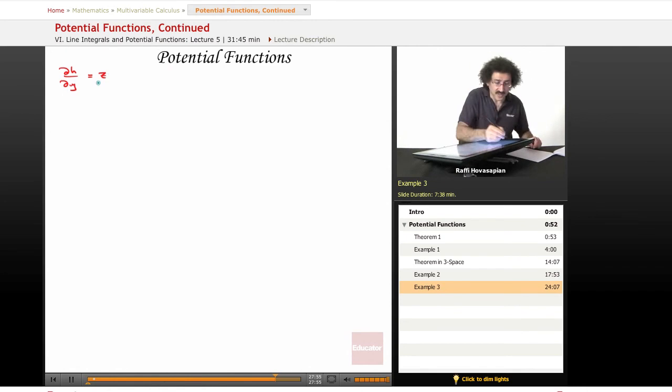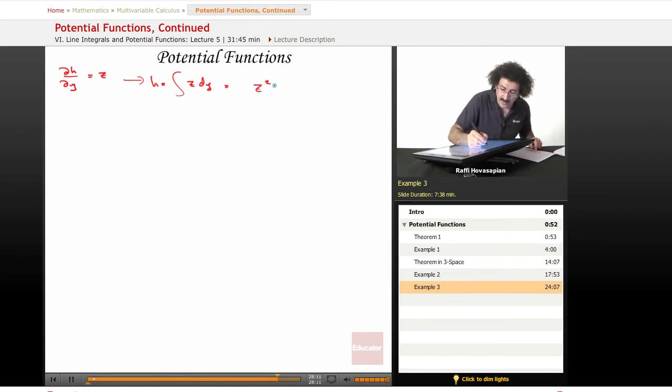So now I'm going to integrate this with respect to y, because it's y here. So h is equal to the integral of z with respect to y. And that's going to equal z squared over 2, right? No, not z squared over 2. See, I made the same mistake. This is where you have to be careful. I'm actually integrating with respect to y, so z is a constant. So this is actually going to be zy plus some function of z. So be very careful. As you can see, I made the mistake.